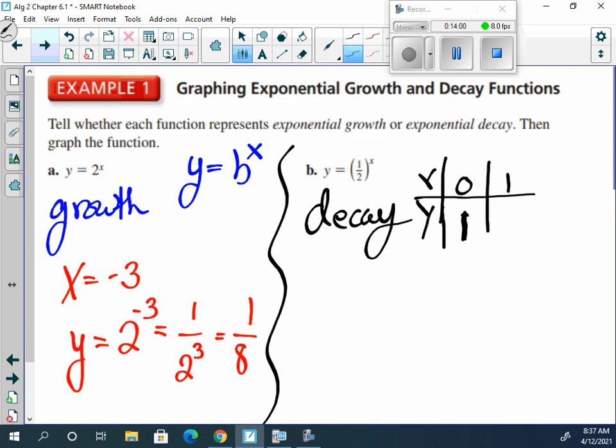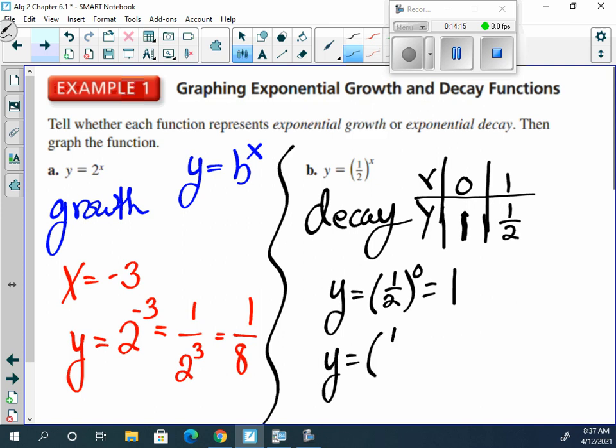And if we plug 1 in for x, we should get 1/2 or 0.5. Because we'd have, and I can write them both out here, 1/2 to the 0, gives us 1. 1/2 to the first power is going to be, well, 1/2. Any questions on any of this here?